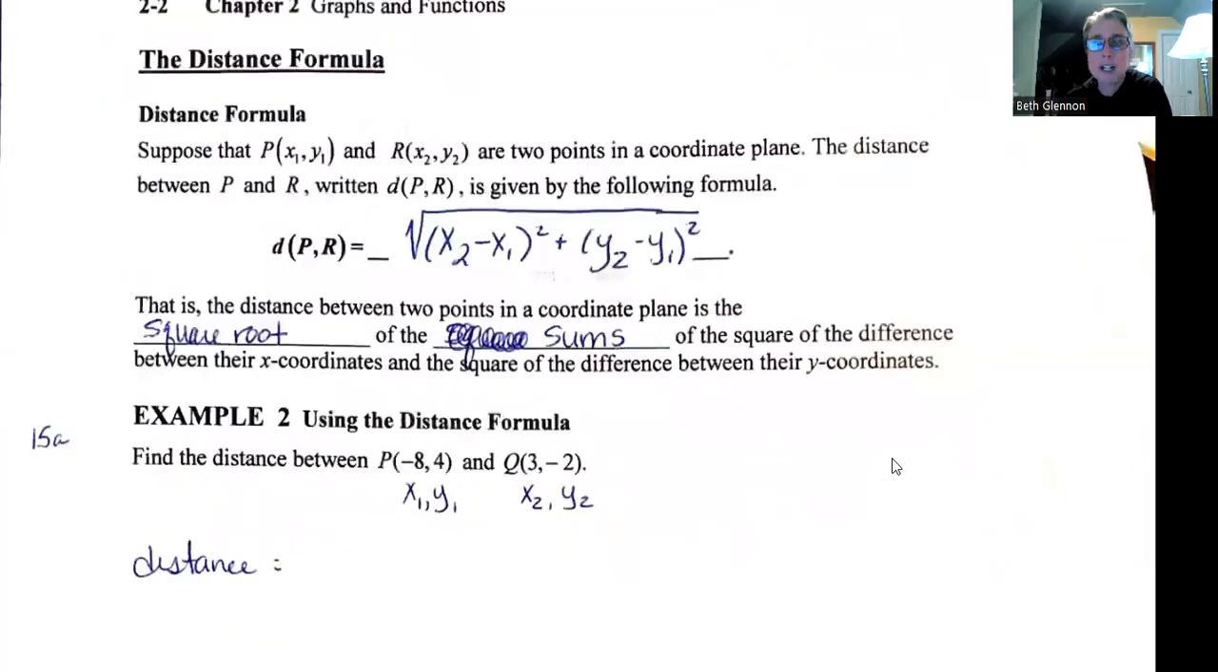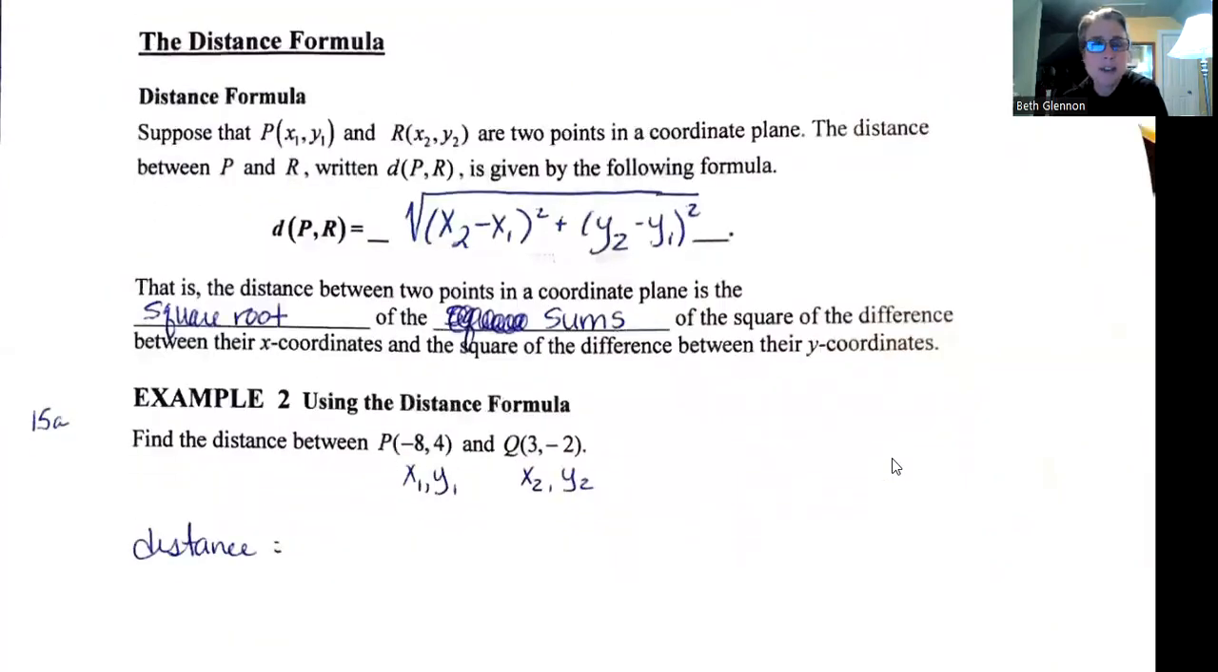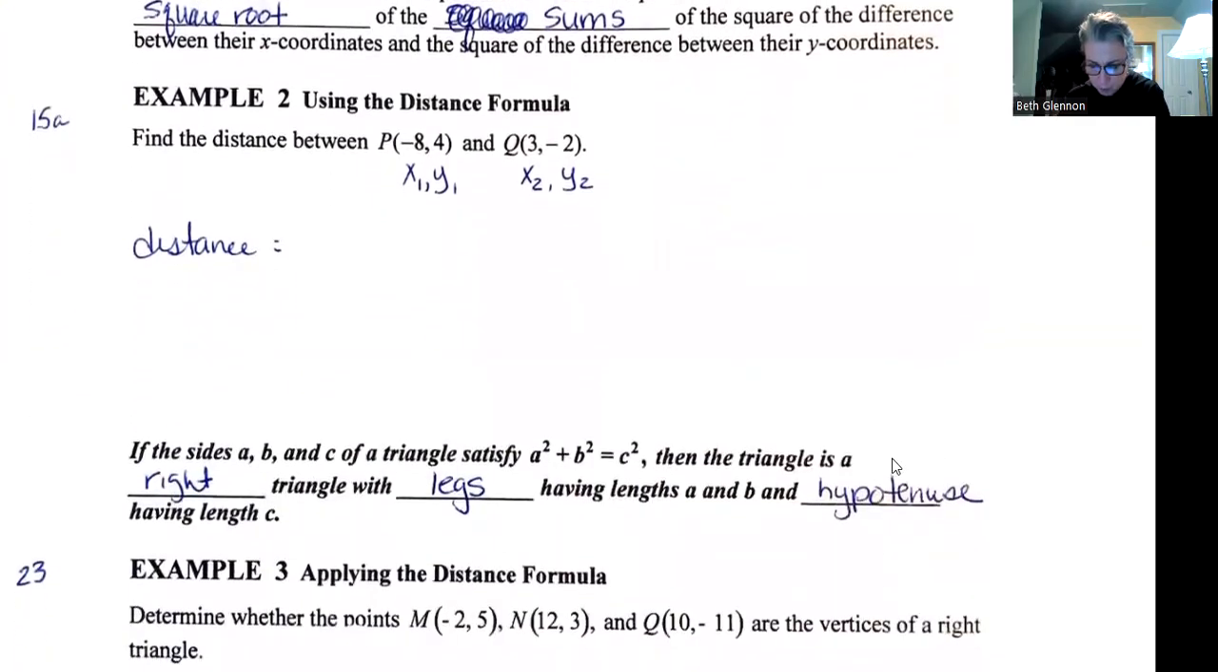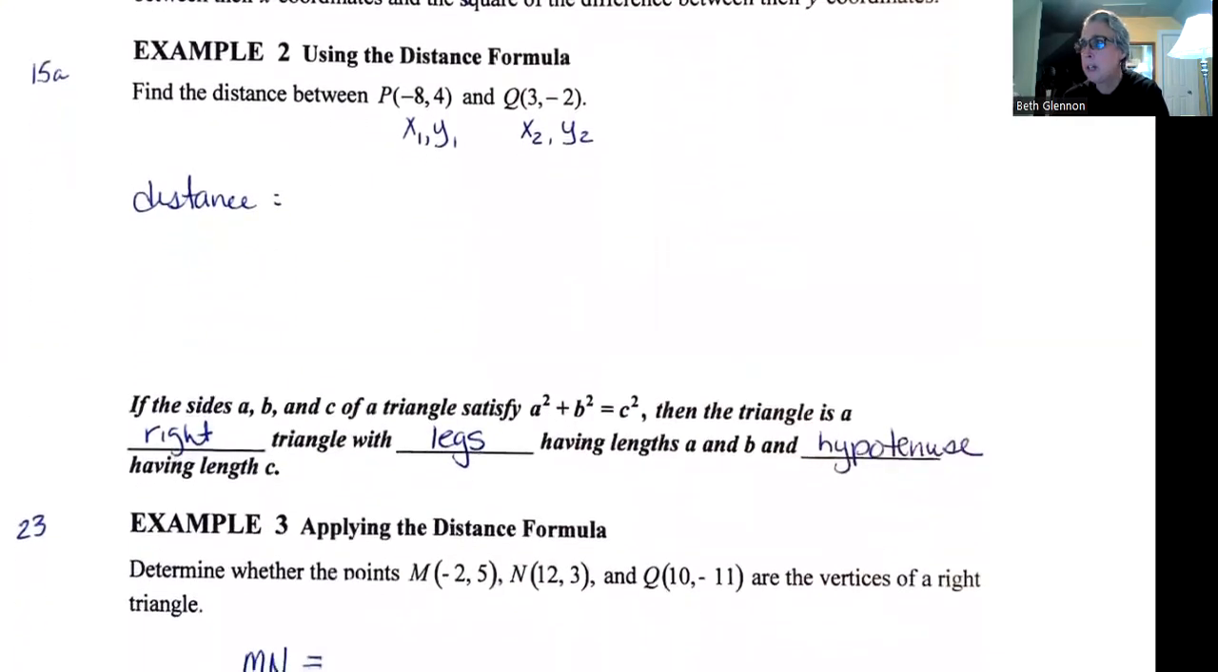All right, let's jump right into a formula I know you know and love, and that is the distance formula. The distance formula is going to be the difference in the x values squared and the difference of the y values squared. We sum them and take the square root. I think you're kind of familiar with this. We'll jump right into an example here for you.